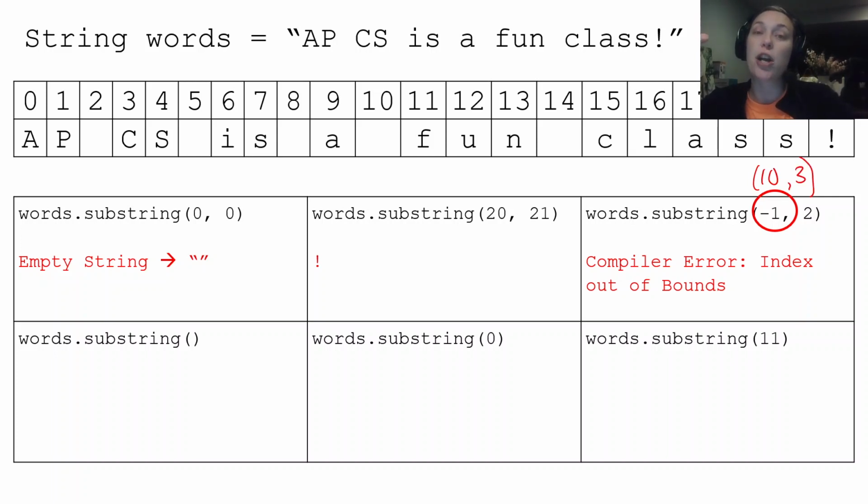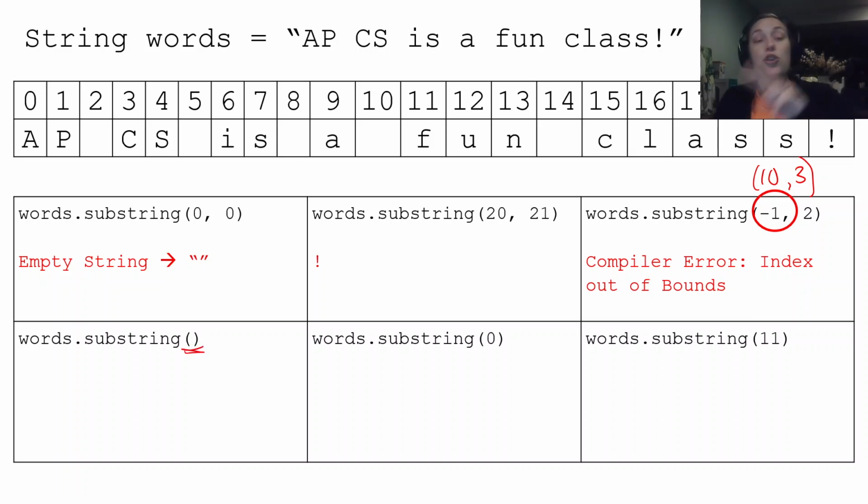If you tried to start somewhere and end lower, like a 10 comma 3, you will also get an error if you have that code. I forget if it's a different compiler error, or it might be index out of bounds. I can't remember off the top of my head, but you will also get an error if you tried doing that. What if you have no parameters?